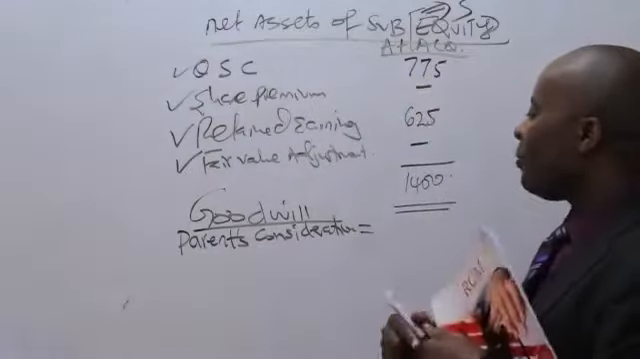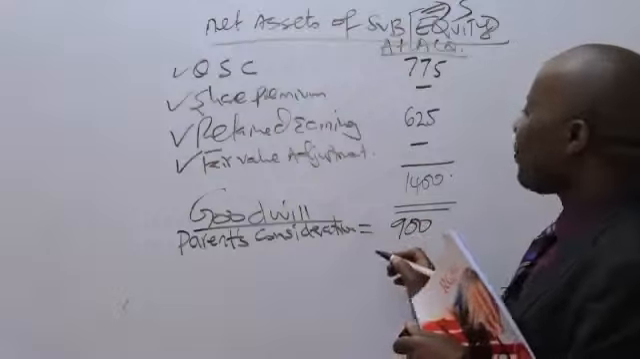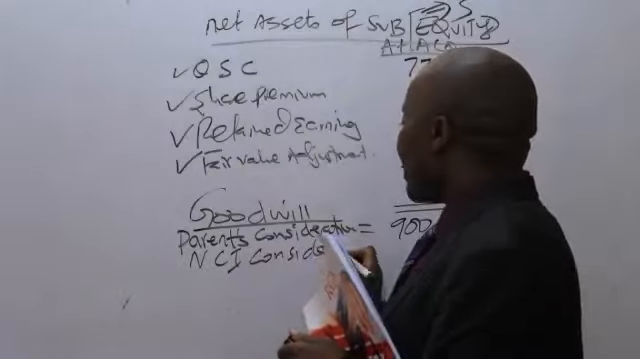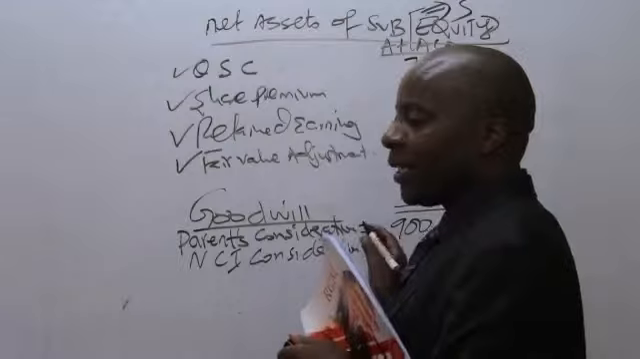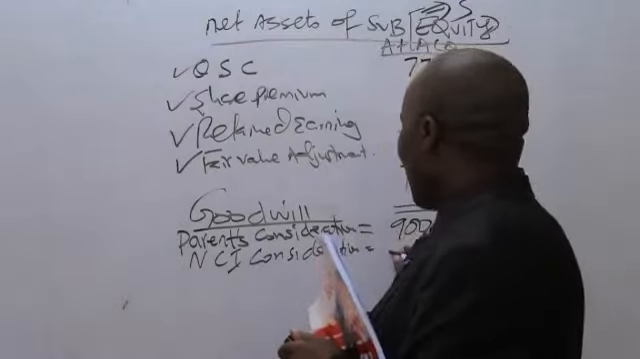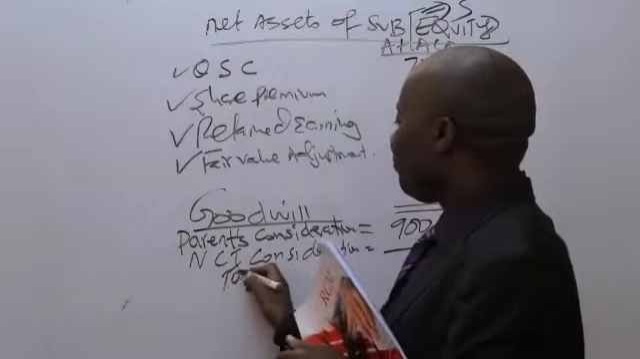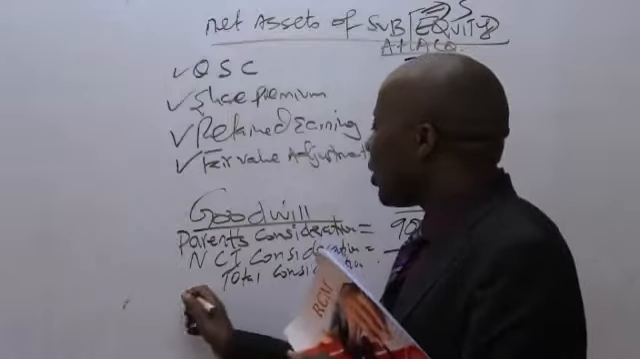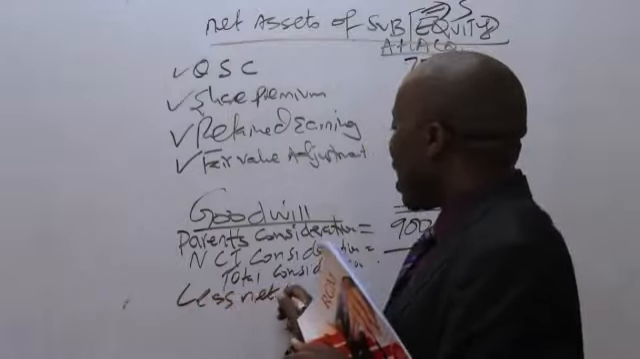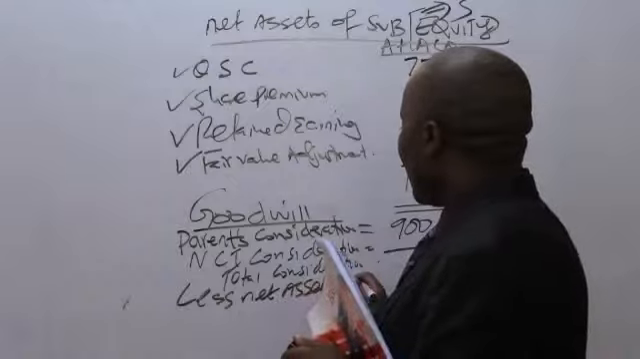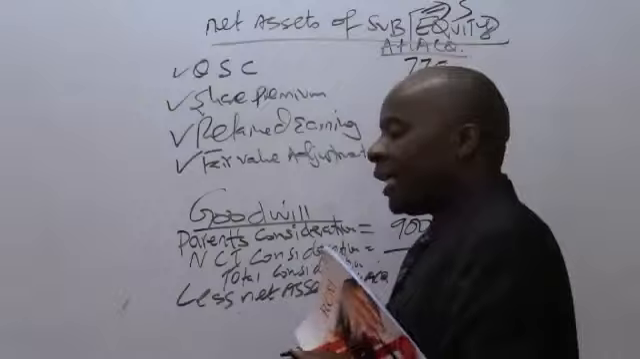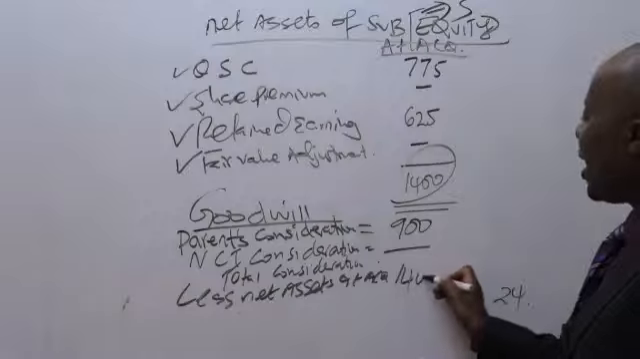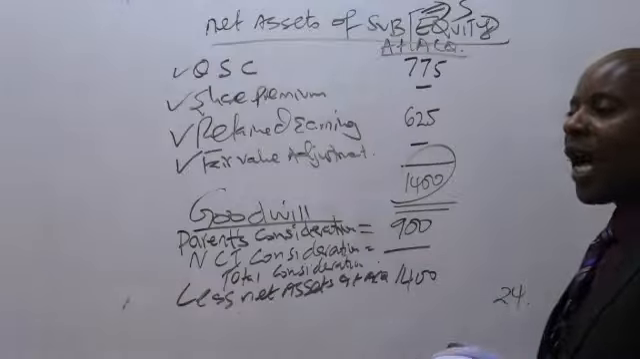So in this case here, we have the parent's consideration, unaandika 900. Alafu unakuja unasema, remember the parent never bought everything. NCI's consideration, kwanza unawacha space. So unakuja unasema hapa total consideration. Unakuja unasema hapa chini, less net assets at acquisition. Are you able to see the net assets at acquisition? Net assets at acquisition ndizo hizi. Ni 1,400.